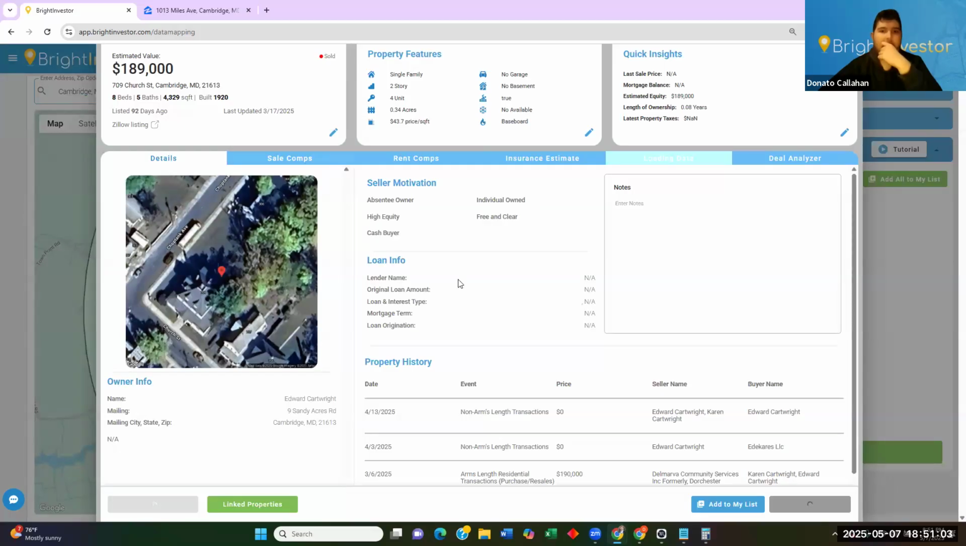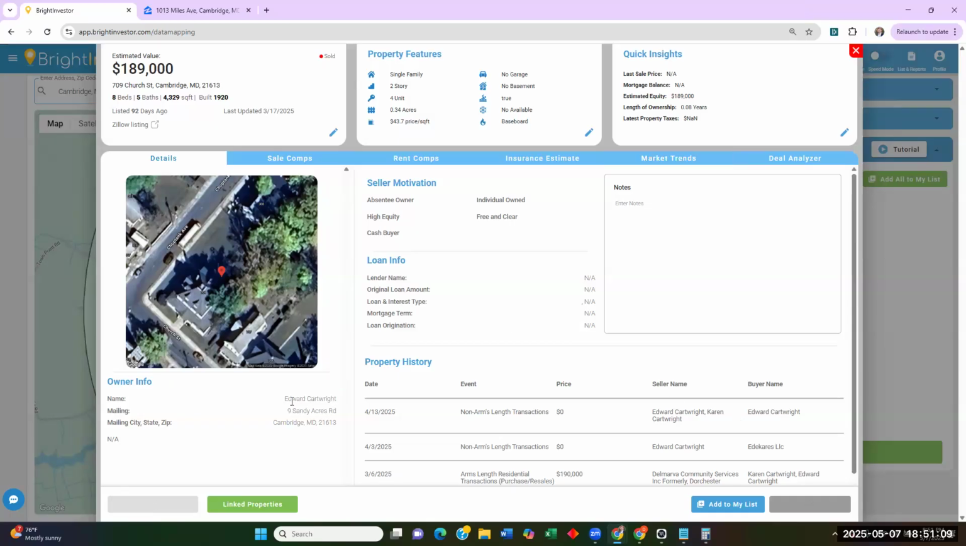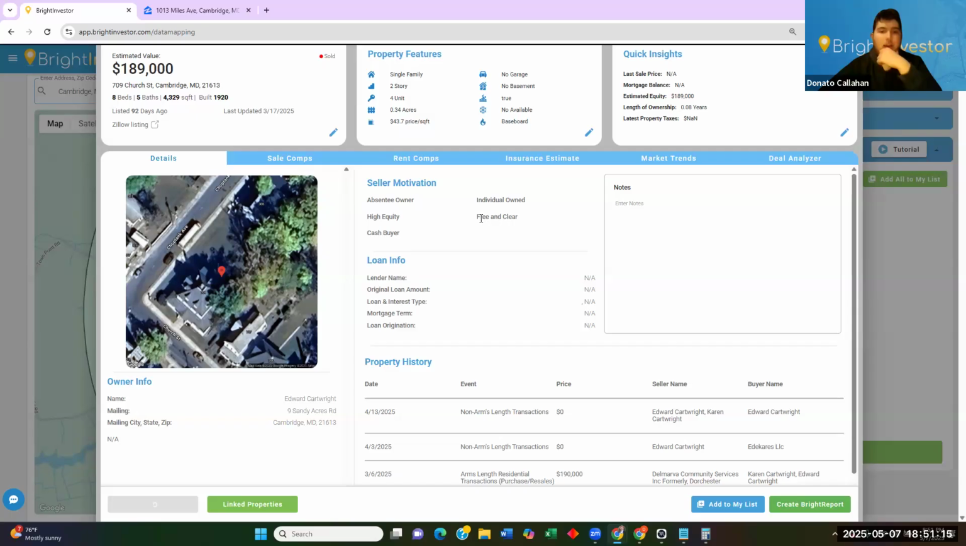Here's one, 8-bed, 5-bath. Interesting. It just sold like a couple weeks ago. I have a question. How come we cannot see the loan information here? Because he bought it free and clear, which means he bought it for cash. Cash buyer means they bought it in cash. Free and clear means there's no mortgage on it. So in this case, loan info is blank because he did not buy it with a loan.